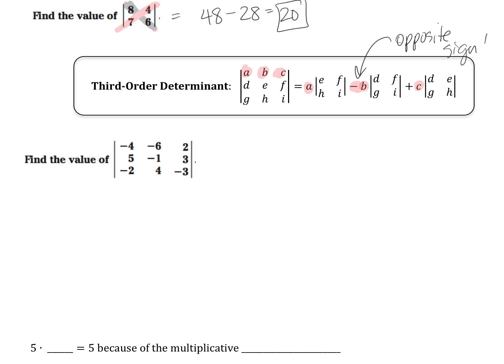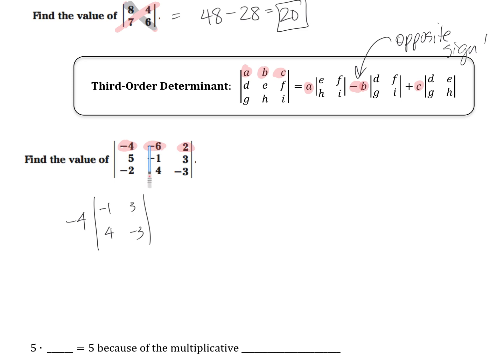And now let's practice it. We know how to do this. We're going to bring that A out front. What was our A in this case? A is -4. I'm going to bring that out front. And what would be the 2x2 that's left? I'm left with -1, 3, 4, -3.